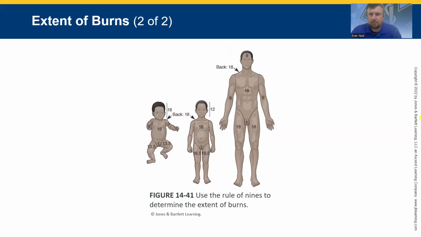We move over to the adult. 9% the head, 9 and 9 on the arms, 18 and 18 in front and back. 1 for genitalia, 18 for legs. This is percentage, so I don't like it.